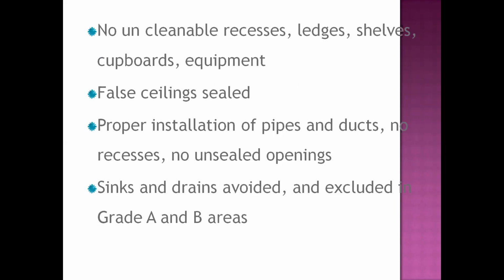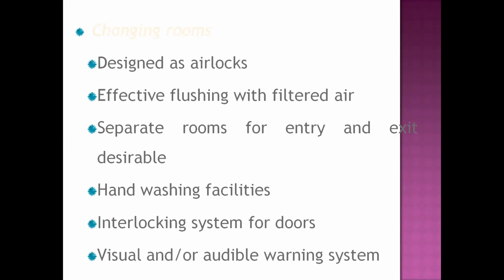Even the false ceiling should be sealed properly. There should be proper installation of the pipes and ducts wherever required, and no recesses and no unsealed openings. Even sinks and drains should be avoided and not included in grade B areas. Okay, that is the clean room.